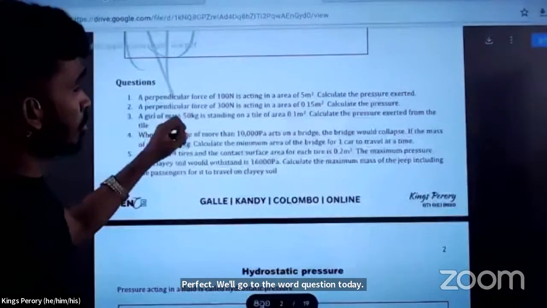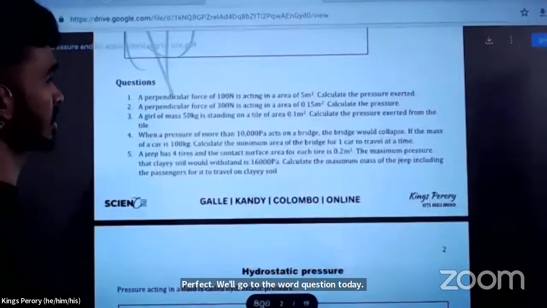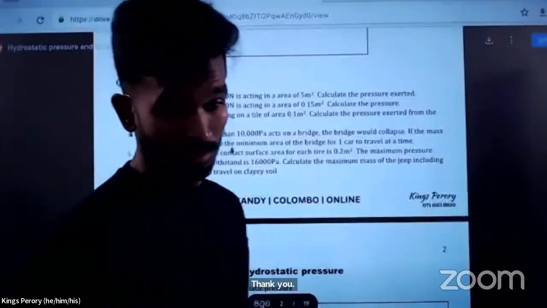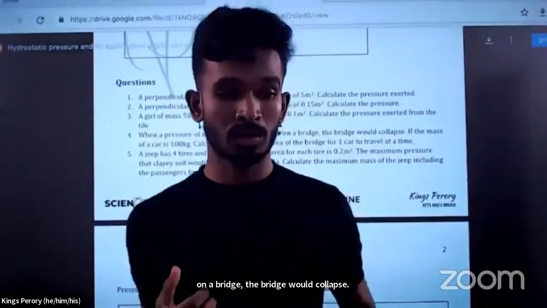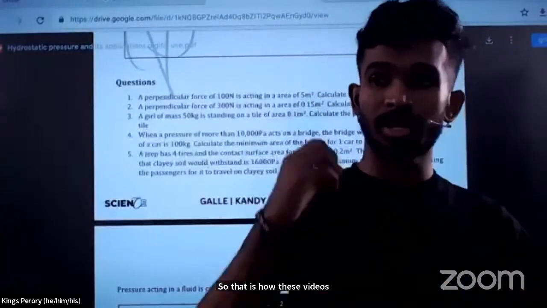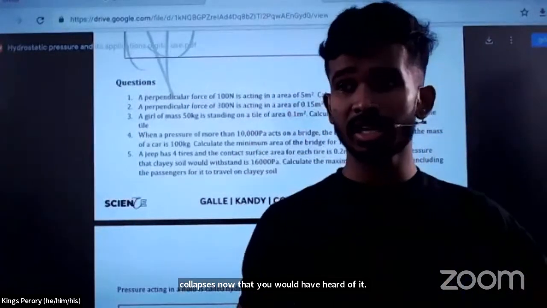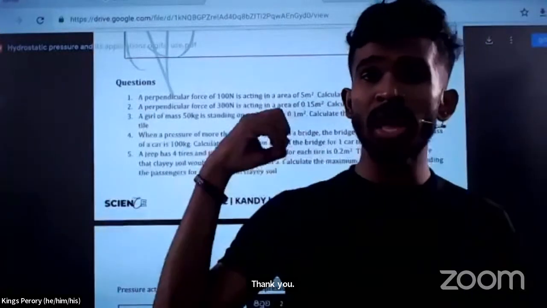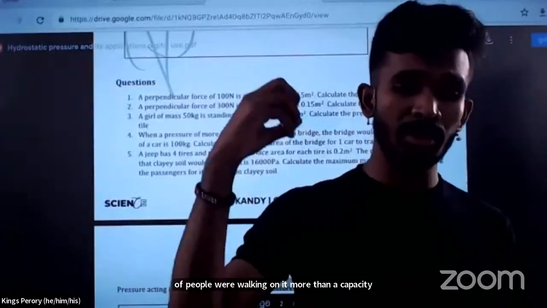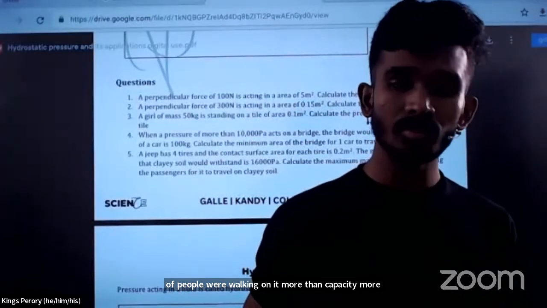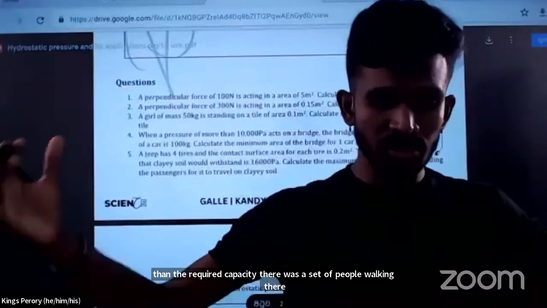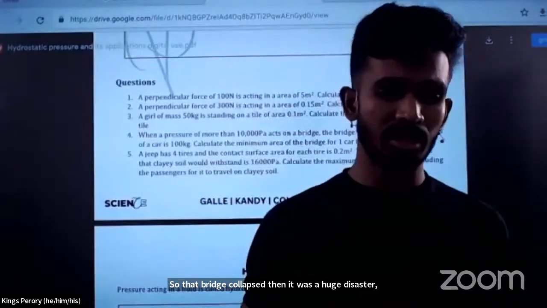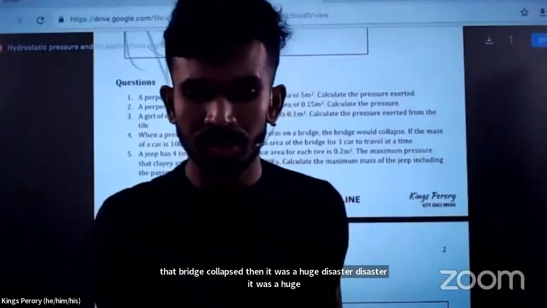When a pressure of more than 10,000 Pascal acts on a bridge, the bridge would collapse. So that is how these bridges collapse. Sometimes you would have heard that a bridge just collapsed. In India, there was a recent instance where people were walking on a hanging bridge beyond the required capacity. That bridge collapsed and fell down. It was a huge disaster in India. I don't know whether you all knew that.